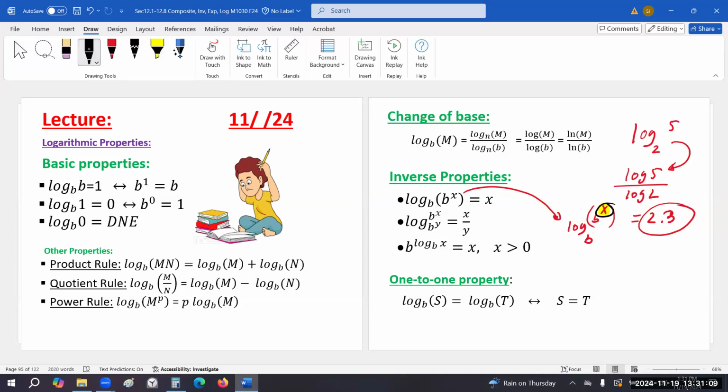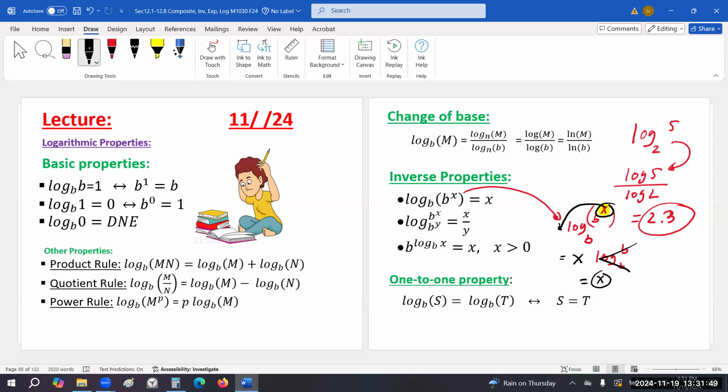So log hates power. Anytime it sees a power, it comes down. So we get X log base B of B. But then remember the first rule: if the base and the argument are the same number, they cancel out, they become 1. In other words, you get X back. So this is what it's saying here. If you have a power and the argument and the base are the same, the answer is only the power, because the base and the argument B cancel out.